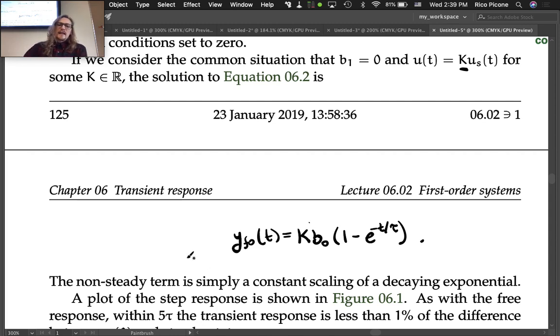So the non-steady term, so this term here is steady, right? It's just a constant times 1. So that's not changing as time increases. This other term gives us something that's varying with time, right? So it's not steady. So the non-steady term is simply a constant scaling of a decaying exponential. So this k b naught scales this decaying exponential, but eventually that all goes away.